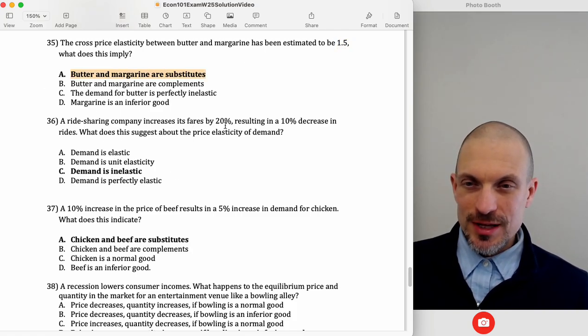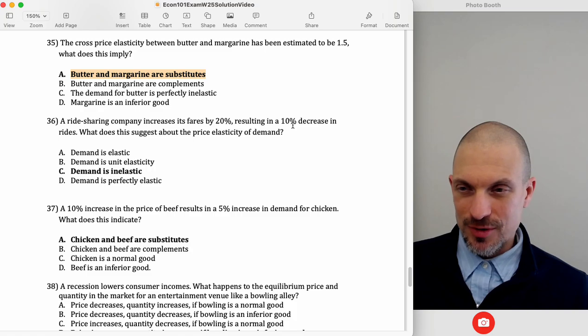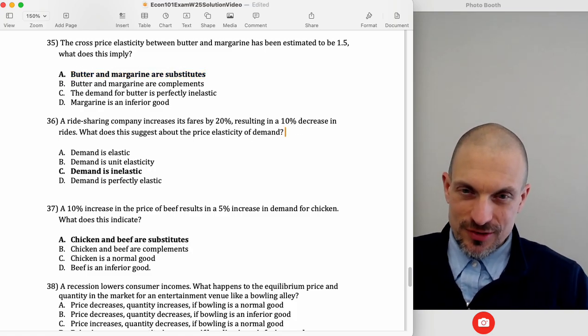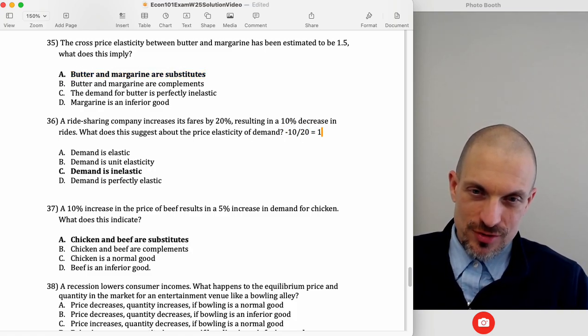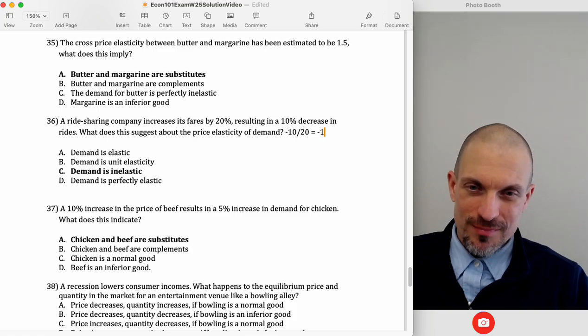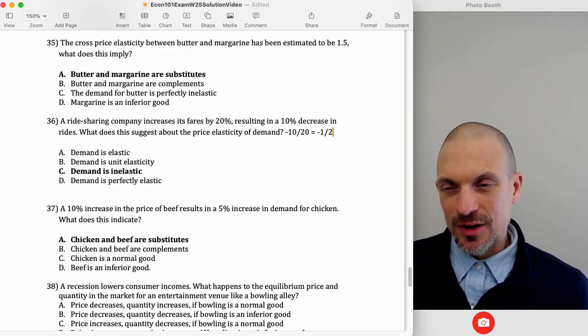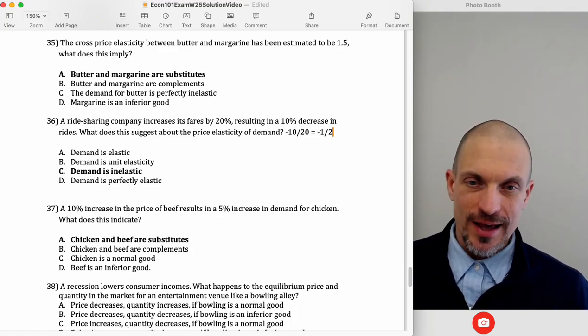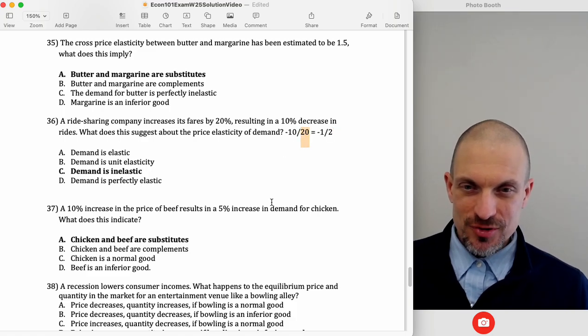A ride-sharing company increases its fares by 20%, resulting in a 10% decrease in rides. What does this tell us about the price elasticity of demand? So price rose by 20%, quantity fell by 10%. This is going to give us an elasticity of minus 10 over 20, so this is going to be minus 1/2 as our elasticity. That's inelastic because we have a much bigger change in price, much smaller change in quantity.